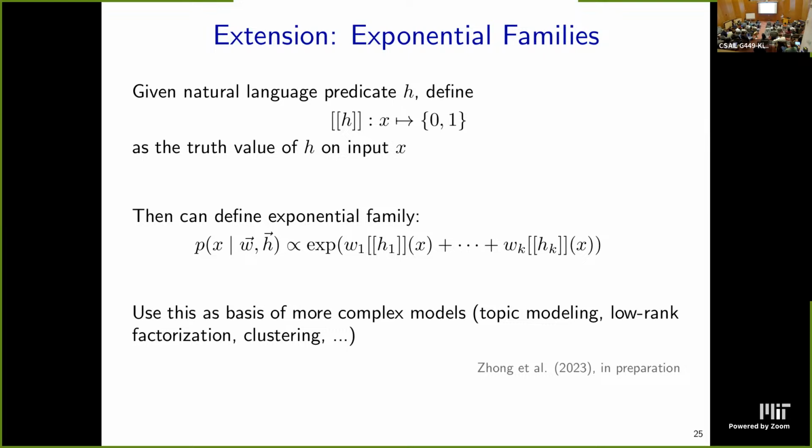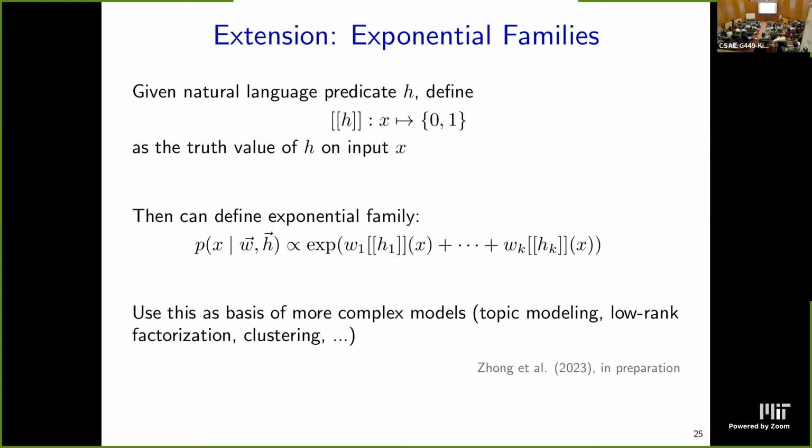And so this means basically any natural language predicate can become a feature in a model. If I have a bunch of features H1 through HK, I could define an exponential family model given weights W1 through WK, which is just P of X given W, H is e to the W1 H1 of X up through WK HK of X, right? So basically, given natural language predicates, I can just use them as features.